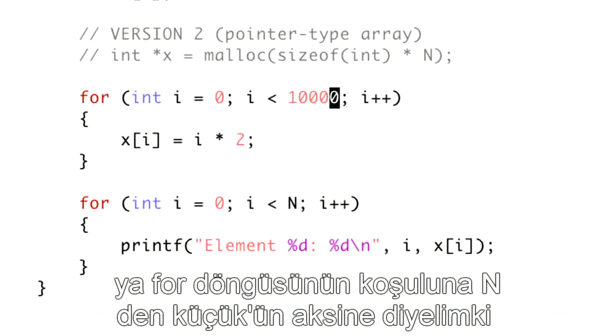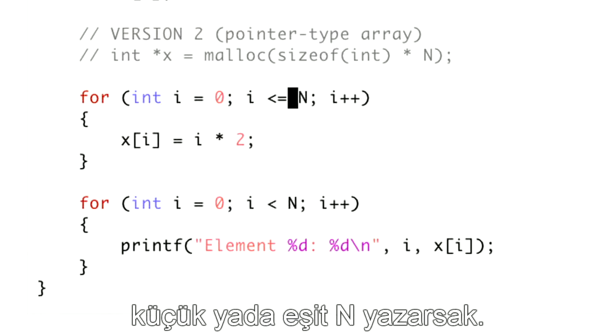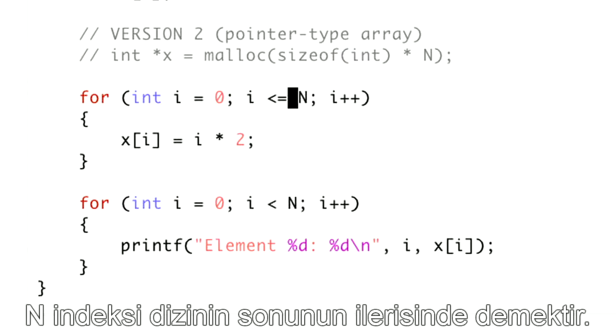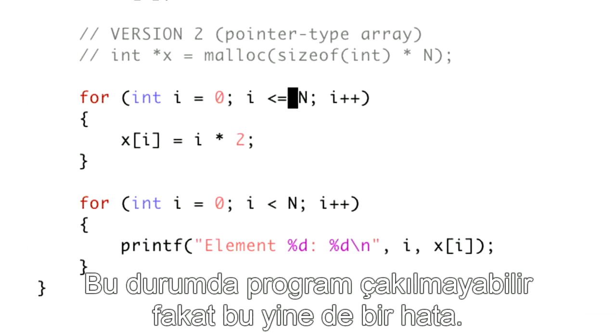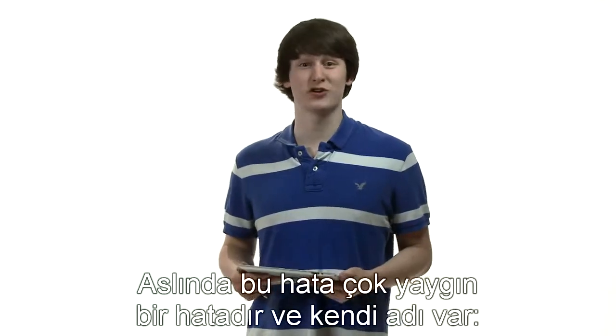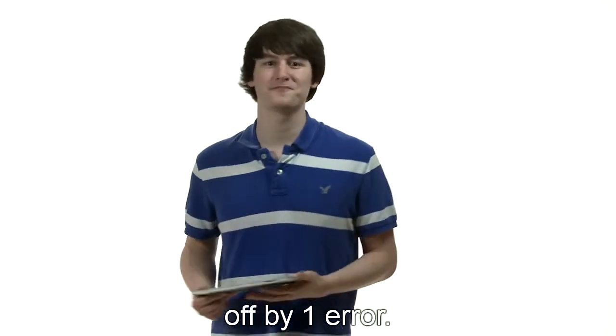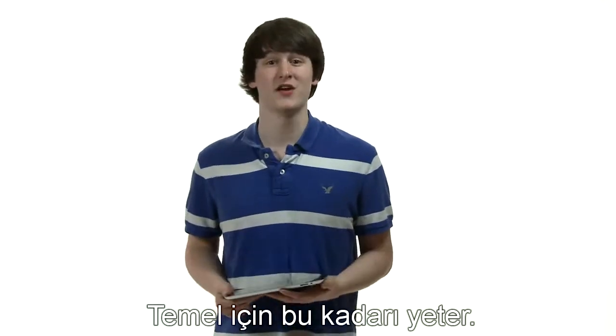Most of us probably wouldn't accidentally put 10,000 instead of n. But what if we do something more subtle, like say write less than or equal to n in the for loop condition, as opposed to less than n? Remember that an array only has indices from 0 to n-1, which means that index n is beyond the end of the array. The program might not crash in this case, but it's still an error. In fact, this error is so common that it has its own name, an off by 1 error. That's it for the basics.